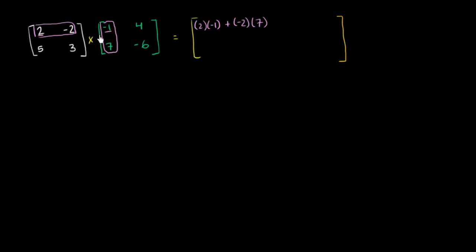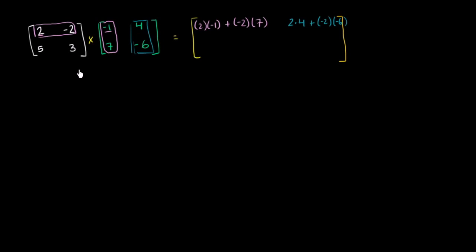But let's think about the other ones. To get this entry right over here, we're going to take the first row from this matrix and the second column from this matrix. That makes sense because we're still in the first row, but we're in the second column. First row, second column. So it's going to be 2 times 4 plus -2 times -6. At this point, I encourage you to pause the video and see if you can figure out the bottom left entry and the bottom right entry. I'll give you a clue: it has something to do with this second row here.